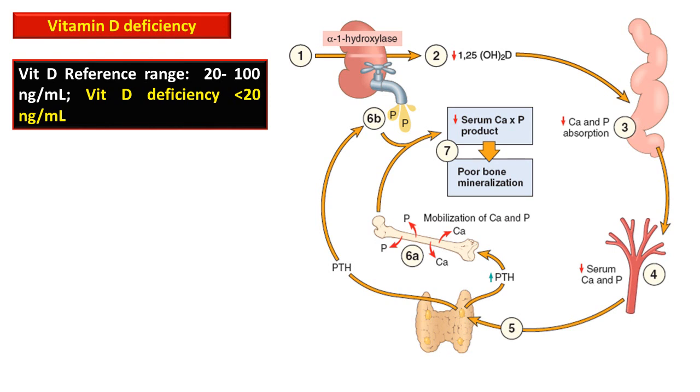and this decrease in serum calcium and phosphate concentration is sensed by the parathyroid, which releases parathyroid hormone, and as a result of increased concentration of parathormone, there is mobilization of calcium and phosphate on one hand, and on the other hand parathormone increases the wastage of phosphate from the kidney tubules. Both these effects result in a decreased product of calcium and phosphate, which leads to poor mineralization of the bone.